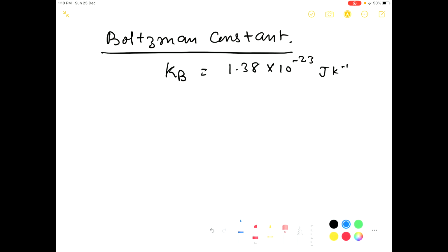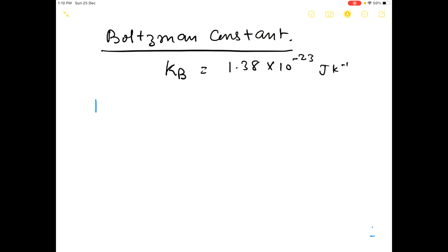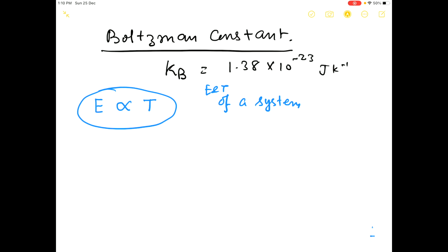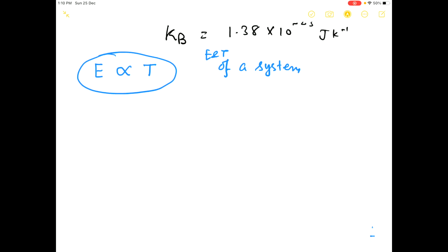Now, it tells us energy is directly proportional to temperature. It gives the relation between energy and temperature of a system. Then it is kBT. Energy of the system is kBT, where kB is the constant of proportionality.